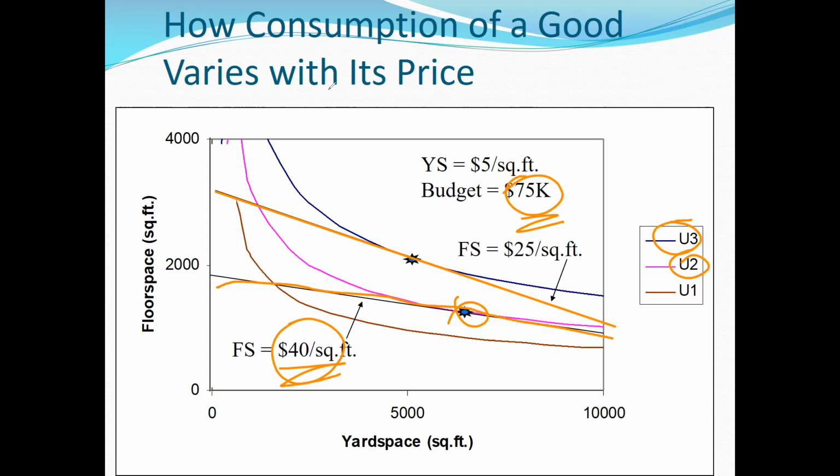That shifts my budget curve, not in parallel anymore, because the price ratio between yard space and floor space has changed. Now my budget curve looks like this. It used to be like this up here, but now it's like this. And they're not parallel lines anymore. So you can only get U2 amount of utility at the optimal $75,000 budget.